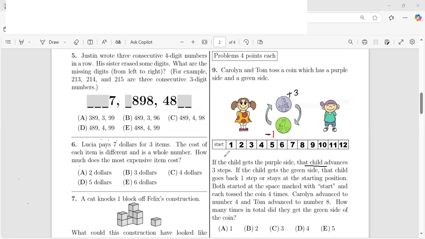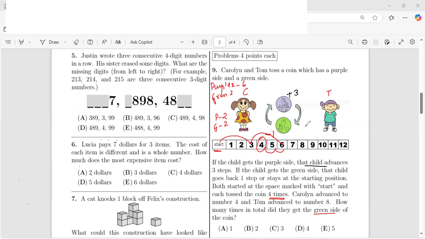Both started at the space marked with the start and each tossed the coin 4 times. Caroline advanced to number 4. So this is Caroline and this is Tom, who advanced to number 8. How many times in total did they get the green side of the coin? So Caroline will toss it 4 times. Suppose she tosses purple 2 times, so she'll get 3 and 3. So she'll reach 6. And then when she tosses green 2 times, it'll be -1, -1. That's how she'll reach 4. So Caroline has done purple 2 times and green 2 times so as to reach 4.